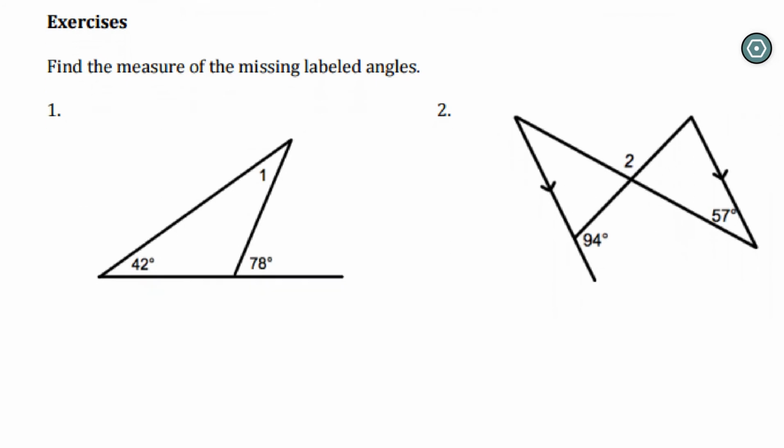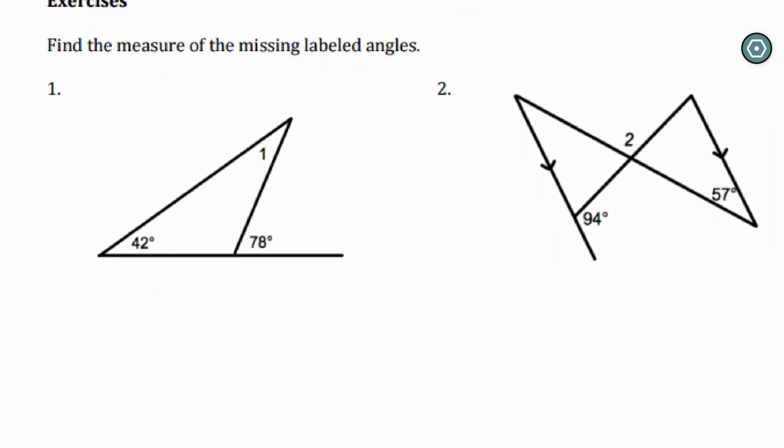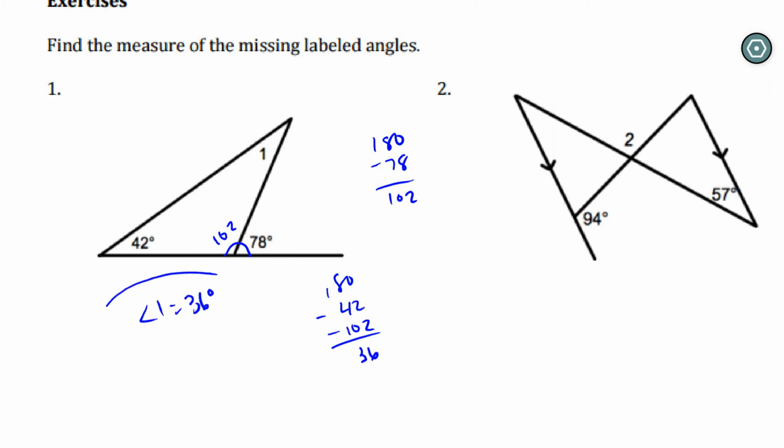So let's look at number 1. So right away I see these two angles are a linear pair. So if I take 180 and subtract 78, I get 102. So this angle is 102. Now I know that the triangle has to add up to 180, so if I take 180, subtract 42, and subtract 102, whatever's left over from that subtraction is going to be angle 1, so that's 36. So now I know angle 1 is 36 degrees.